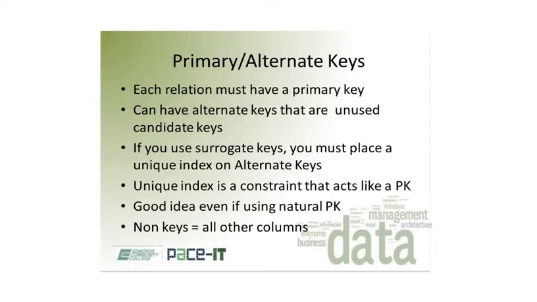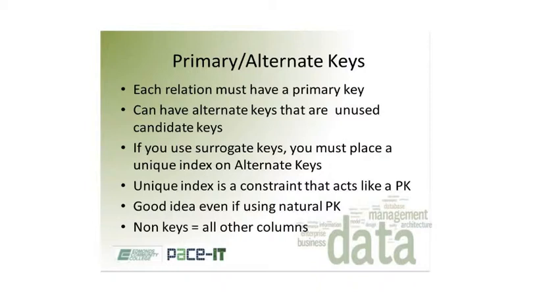So for primary and alternate keys, remember each relation must have a primary key. It can have alternate keys, which again are unused candidate keys. One consideration that, again, CJ Date brings up is that if you're going to use surrogate keys, then you must place a unique index across the alternate keys. A unique index is simply something that acts very much like a primary key. It prevents you from duplicating that alternate key, which is a good thing. So it prevents inadvertent duplication of those alternate keys.